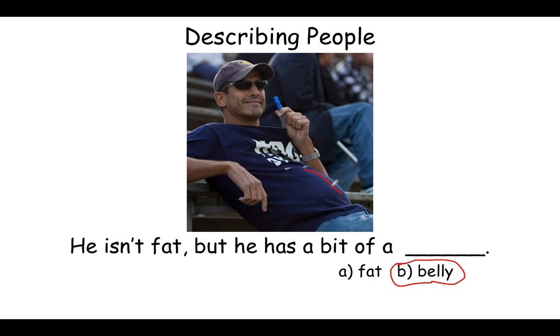So when you say that they have a bit of a belly, it means that their belly sticks out a little bit, and it's not because they're pregnant or anything. It's because it's fat. So when somebody says, oh, I have a bit of a belly, it's like saying that they're fat, but it's not a mean way to say it. It means that they just have some fat on their stomach.